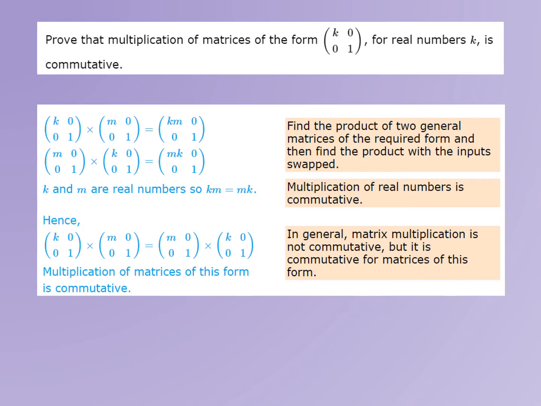So we're going to take (k 0; 0 1) and (m 0; 0 1), multiplying them either way around. We get (km 0; 0 1) and (mk 0; 0 1). And because we know that multiplication of real numbers is commutative, we know that km and mk is the same answer. So therefore, matrix multiplication of this particular form is commutative, even though generally speaking, matrix multiplication is not commutative.